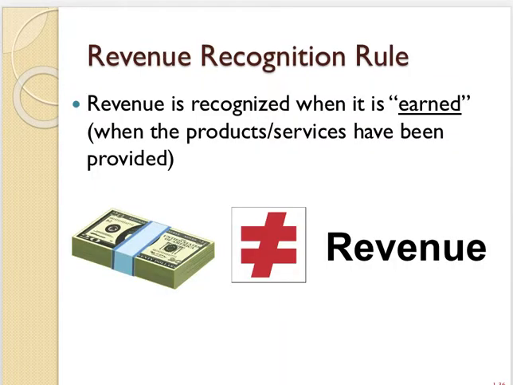Now, we call this concept the revenue recognition rule, or the revenue recognition principle. And what that says is that revenue is recognized when it is earned, which means when the products and services have been provided. And again, I've got my little graphic here showing you that cash does not mean revenue. Okay, you can still earn revenue without receiving cash immediately. We will receive it eventually. We just didn't receive it immediately, but we're still going to record the revenue.